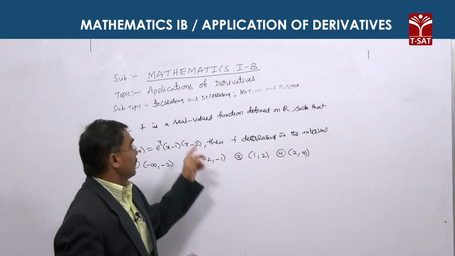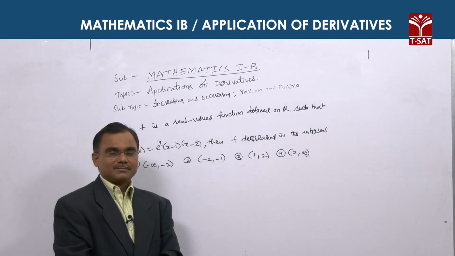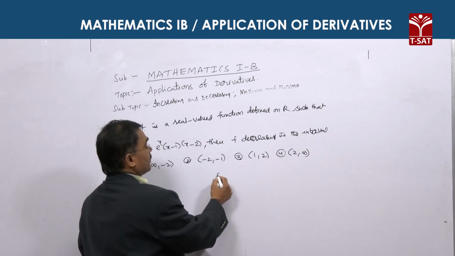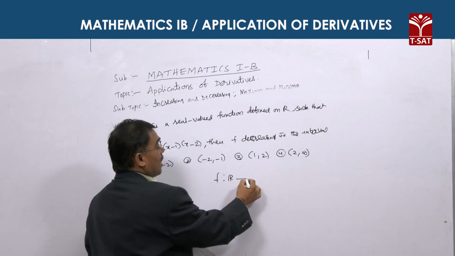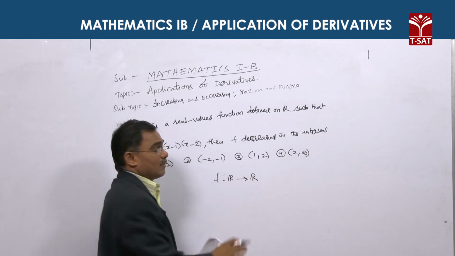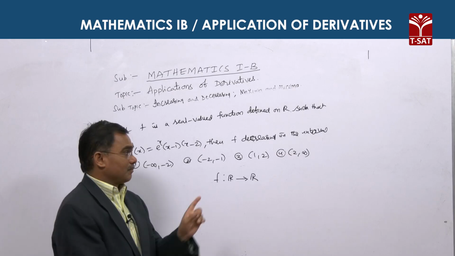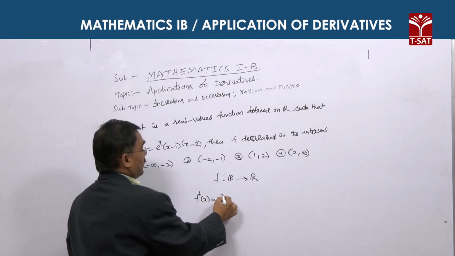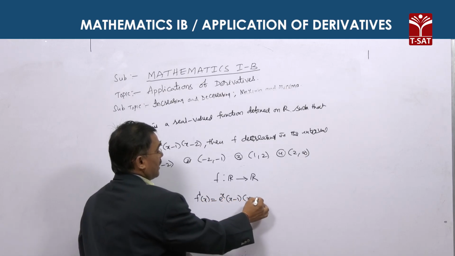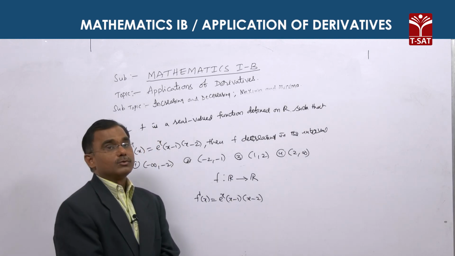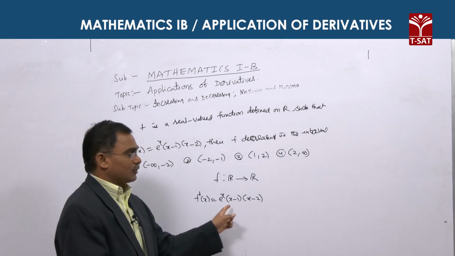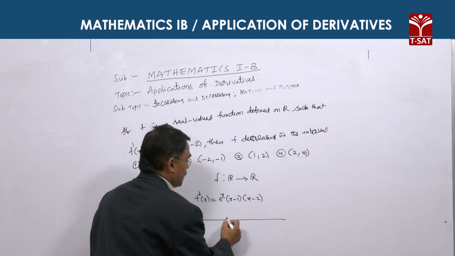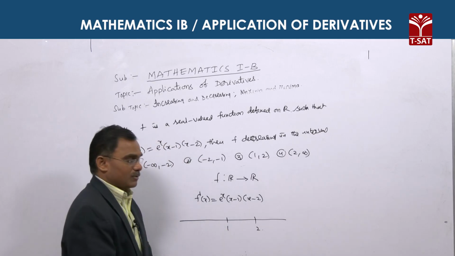But given f is a real valued function defined on R. What does real valued mean? The value of the function is a real number, and our function is defined on R, so f is a function from R to R. This is important. Next, f'(x) is given: f'(x) = eˣ(x − 1)(x − 2). In which interval is f decreasing? First, f'(x) = 0 at x = 1, 2. These values 1 and 2 are the breakpoints.